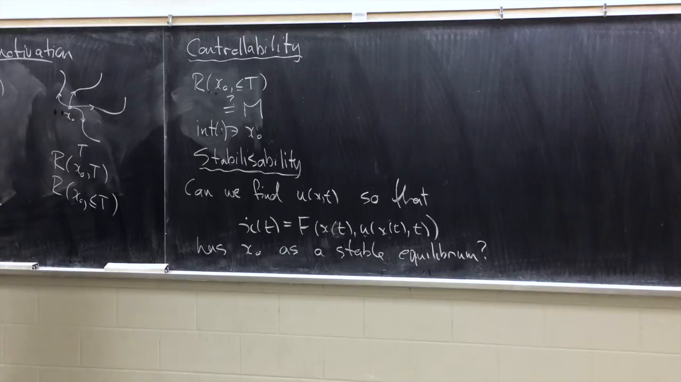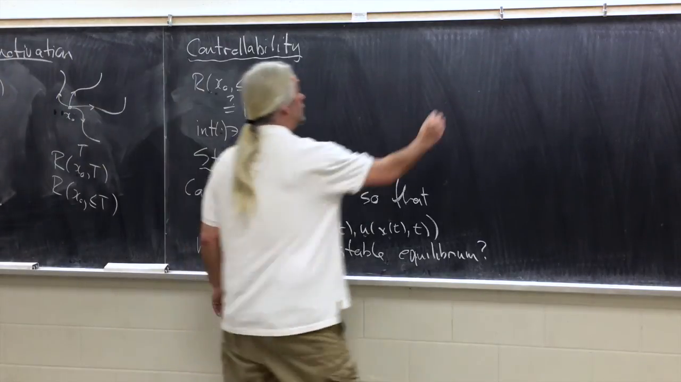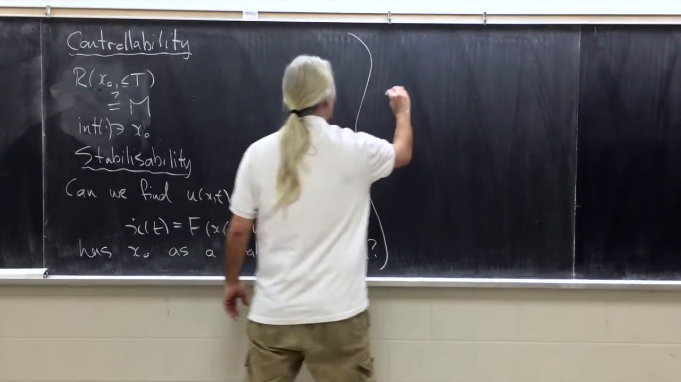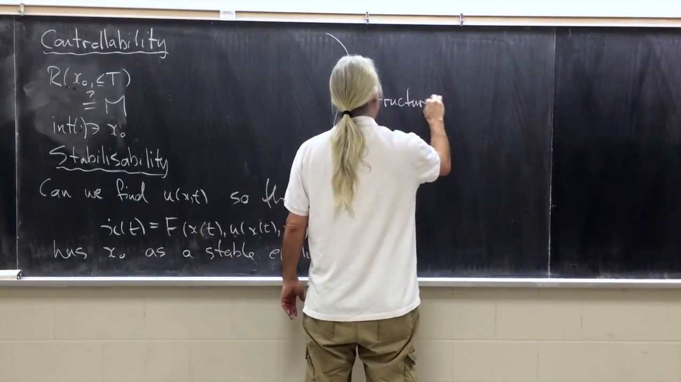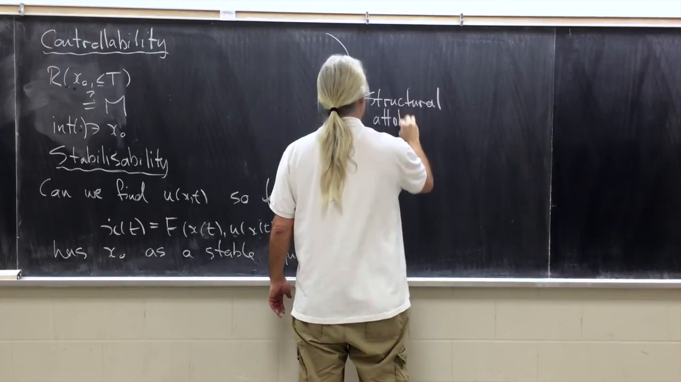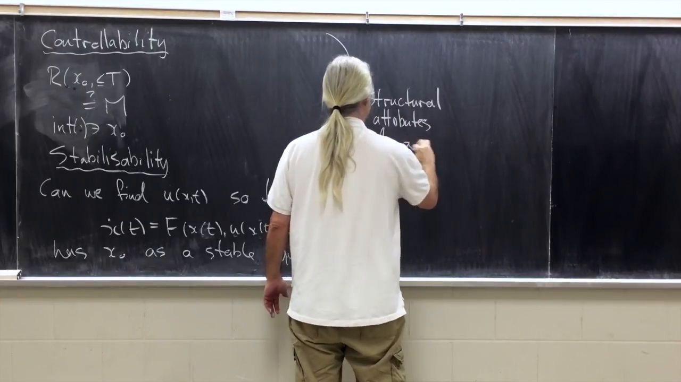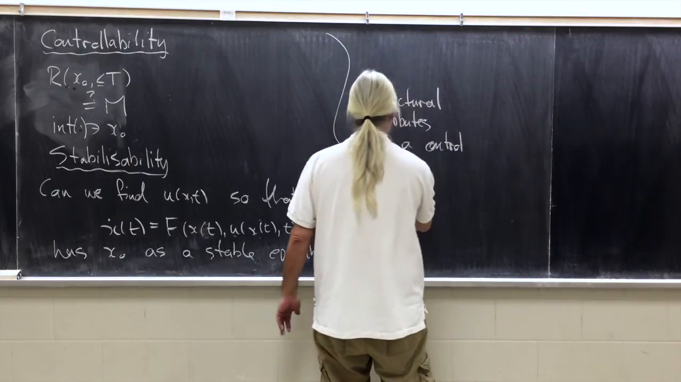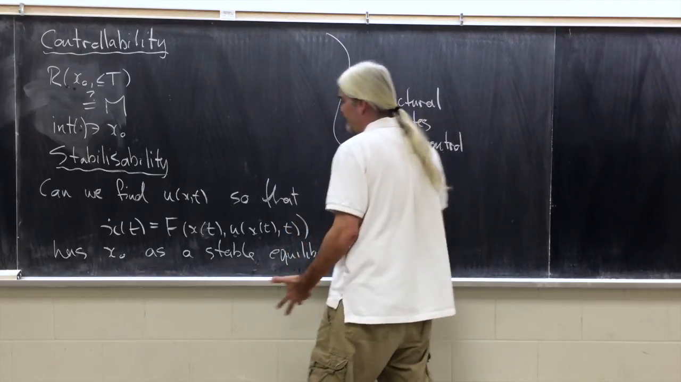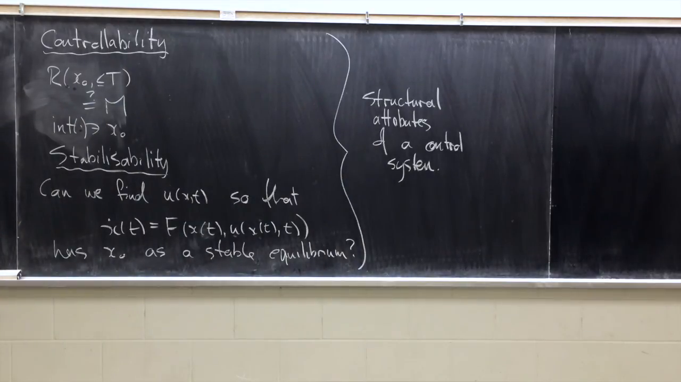Okay, so you should think of these as structural attributes of a control system. If someone gives you a problem, you'd like to know, does it possess either or both or neither of these properties? Now these are hard problems. In fact, I think it's fair to say that we're a million miles from understanding either of these things in any kind of generality. Tons and tons of work have been done.